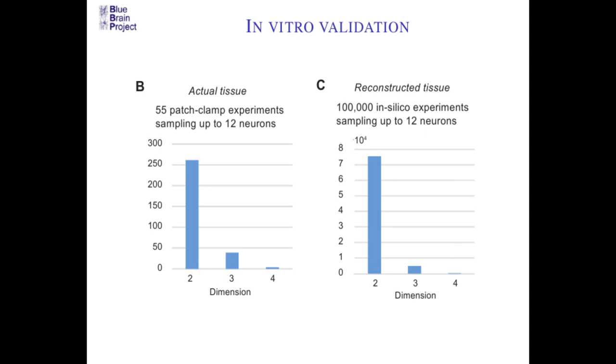And so he ran the experiments and saw that indeed, if you do simulated patch clamp experiments, you see a similar kind of distribution of simplices. Just picking out 12 neurons kind of randomly in the network and seeing, okay, are they connected? So that was nice to see that you see these kinds of structures actually in real life as well.